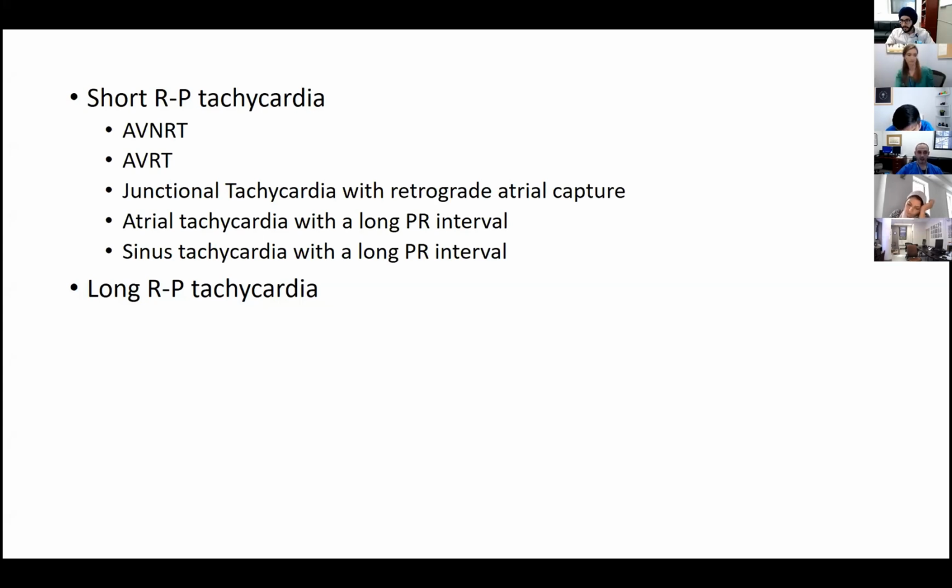Junctional tachycardia, then you can have atrial tachycardia that has a long PR, right? It's going to have a short RP, but then the next R is going to create this long PR interval. And you have sinus tachycardia in someone who has maybe first degree AV block and has a long PR interval. And then you have to have this list in your mind, and then you go systematically through other things and try to figure out which one it is.